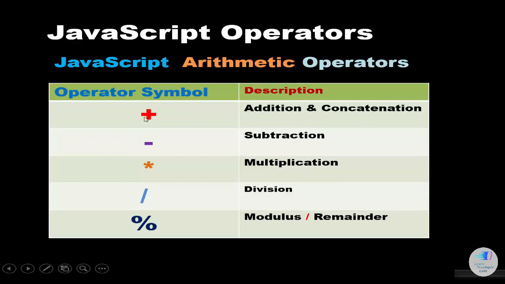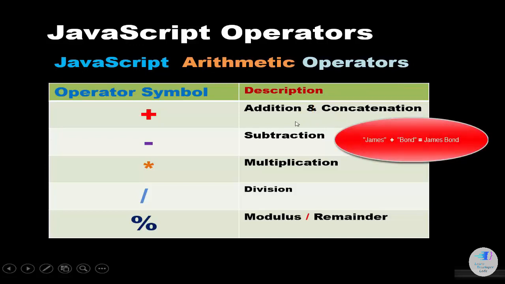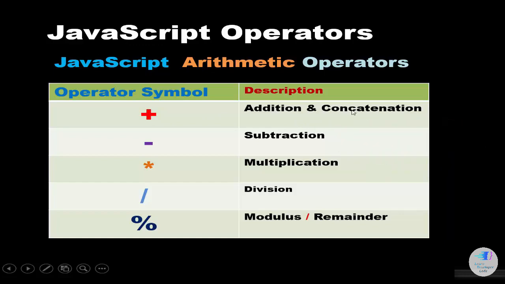So these are the symbols and these are the descriptions. We begin with the first one, which is the addition symbol. I'm sure you've seen this symbol before. It looks like a cross. This is addition or concatenation. When the symbol is used with text, it's known as concatenation. When you add two texts together, for example, if you had James plus Bond, it will give you James Bond. But when you're adding numbers, it's known as addition.